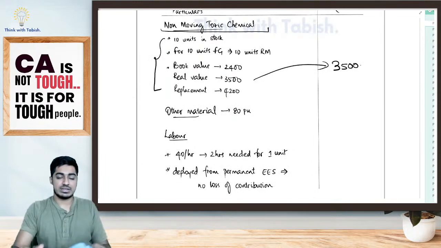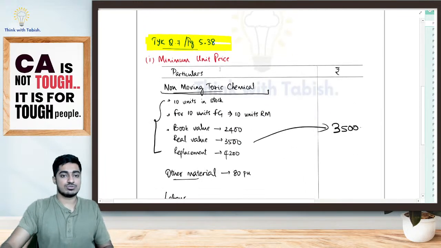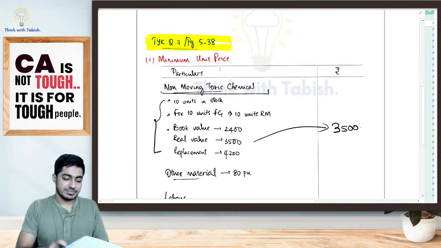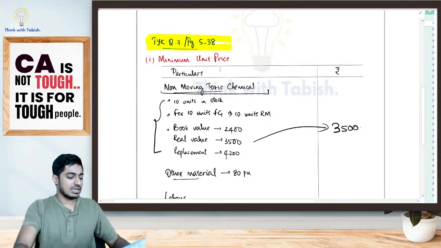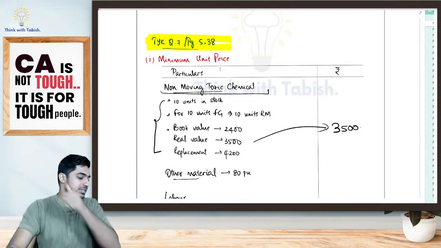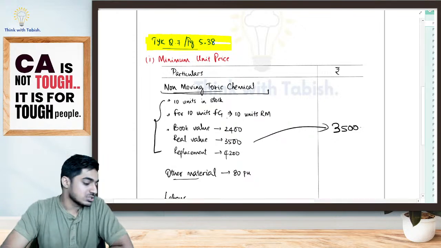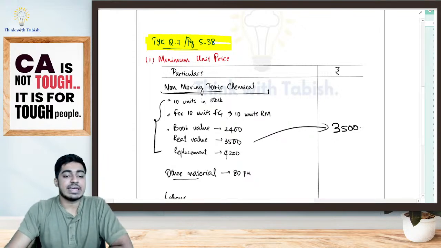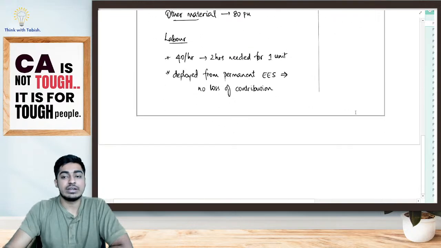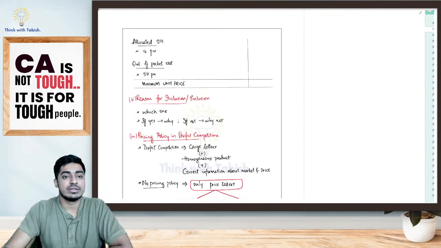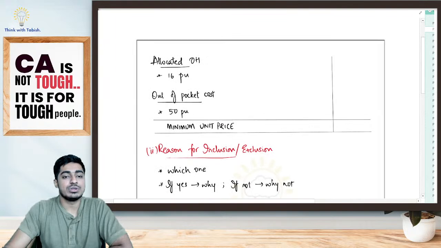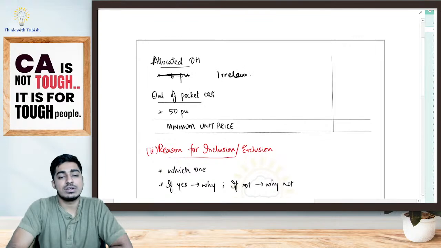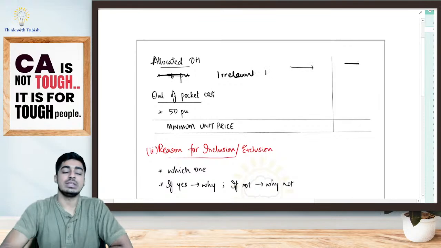After this, next we have some other raw materials which are required. Test your knowledge question 7, page 5.38. What all costs do we have? Firstly, non-moving toxic chemical is required. After that, allocated overhead, which is 16 rupees per unit. Is it relevant, students? Allocated overhead is irrelevant for decision making, so it is going to be nil.